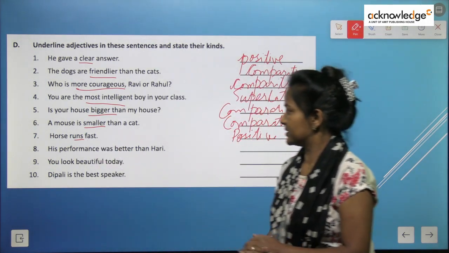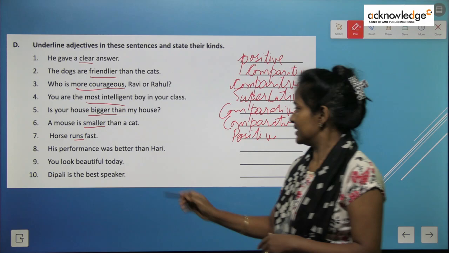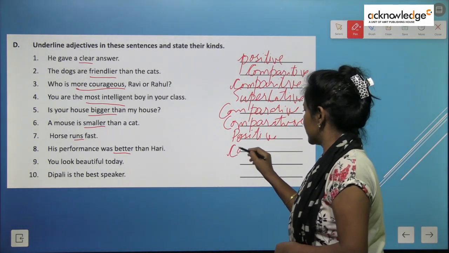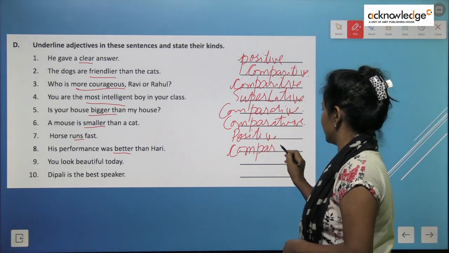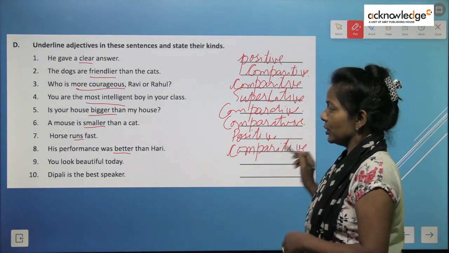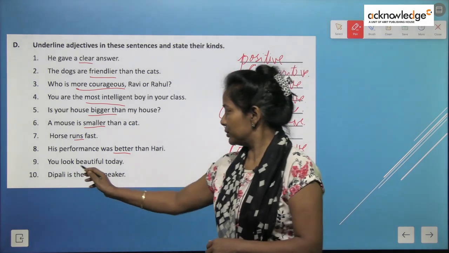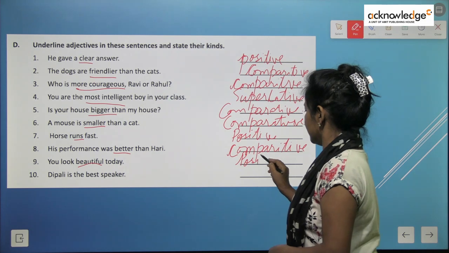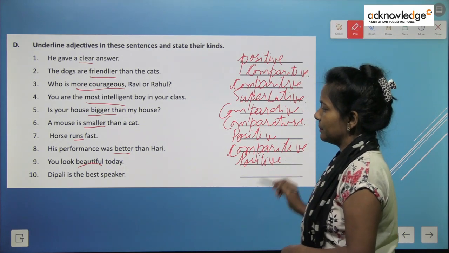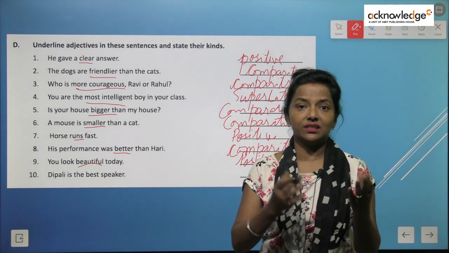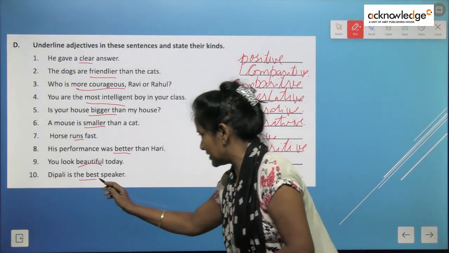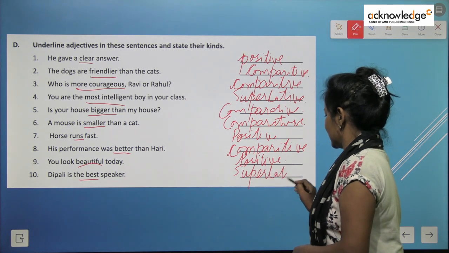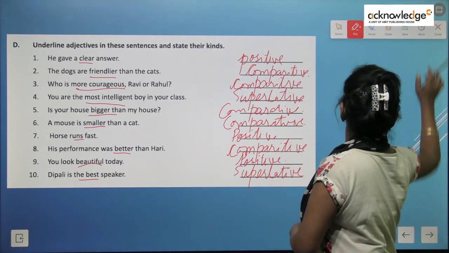Runs is positive. His performance was better than Hari's. Better than Hari. The comparison is there. So this is comparative. And you look beautiful today. Beautiful is a positive one. So this is positive. And the last one is Dipali is the best speaker. The best. So the best is superlative degree. Okay, this is the superlative degree.